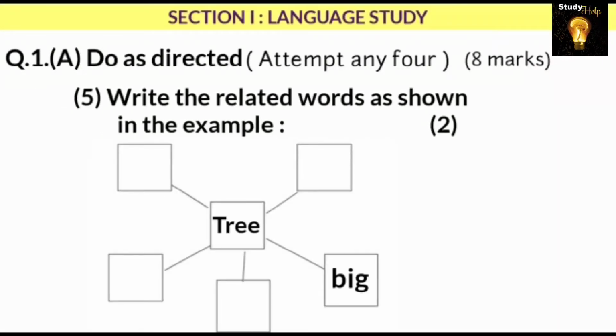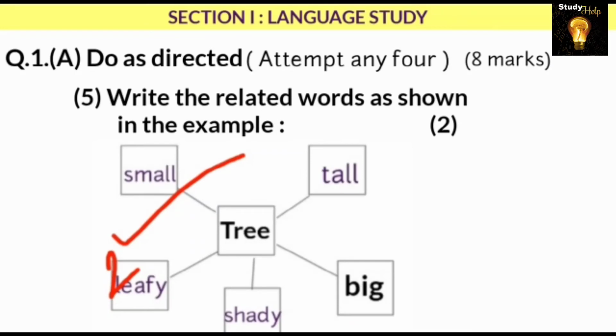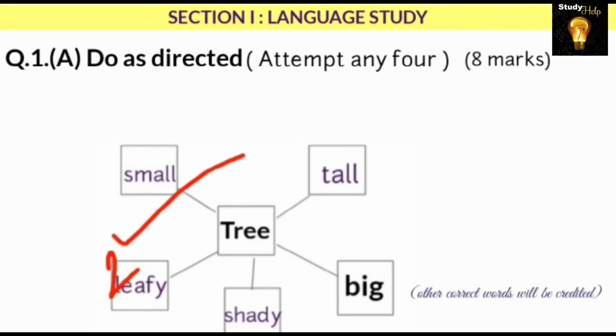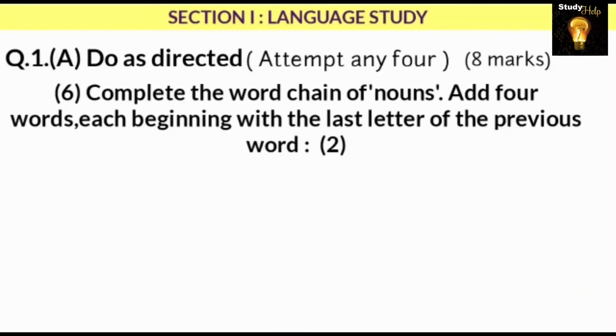Fifth activity is related words. So the word relation is given. For example, here tree and its adjective relation is given there. Therefore, we have to write the adjectives for tree: small, tall, leafy, shady, in this way, and can get full credit if you have written it correctly. Any other adjectives can be written there.